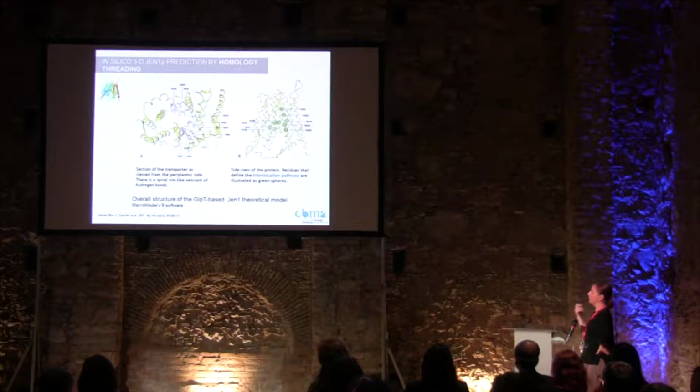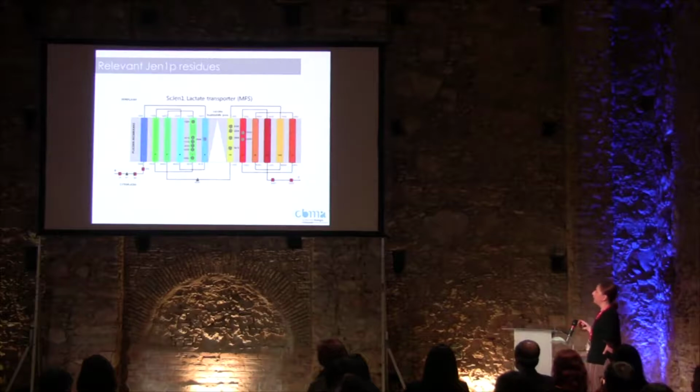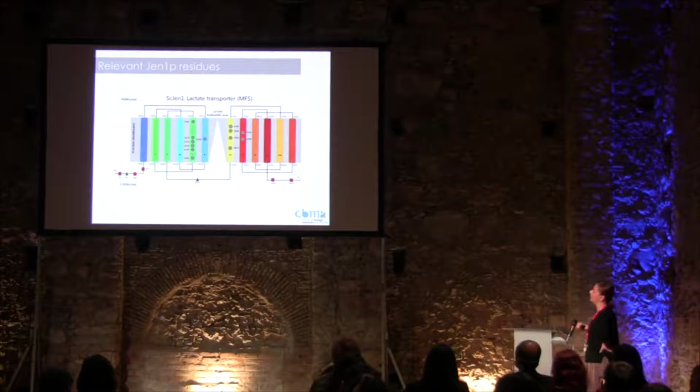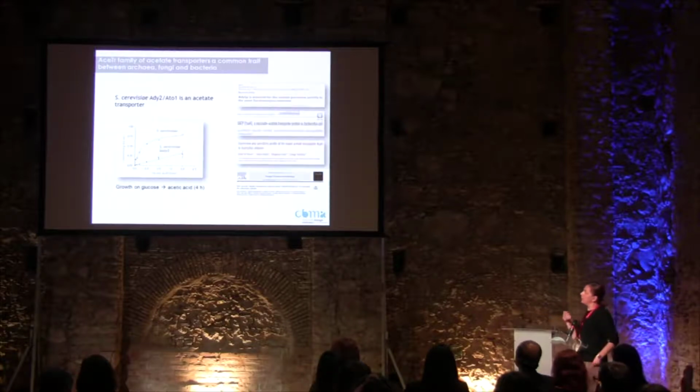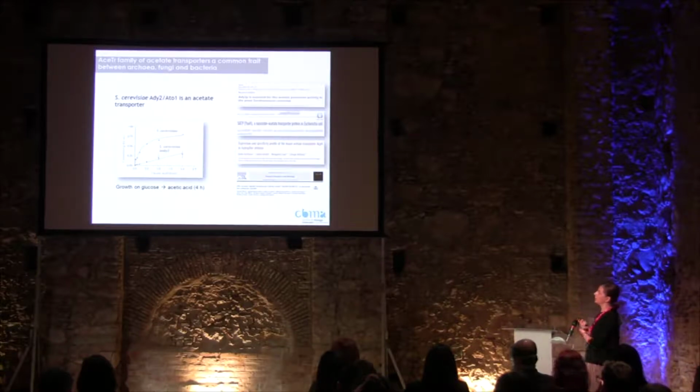And then we uncovered some new residues that also gave us very interesting results in terms of affecting the specificity and affinity of the protein. So at that point, we had a set of mutants, and we could uncover some residues that were really affecting the overall function of the protein. We then focused on the other carboxylic acid transporter, which was encoded by ADY2 in Saccharomyces cerevisiae.